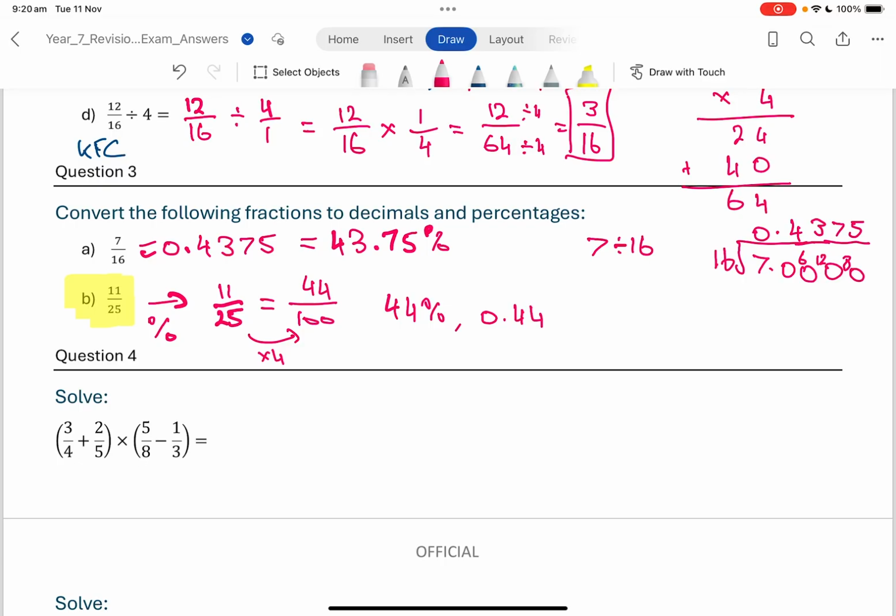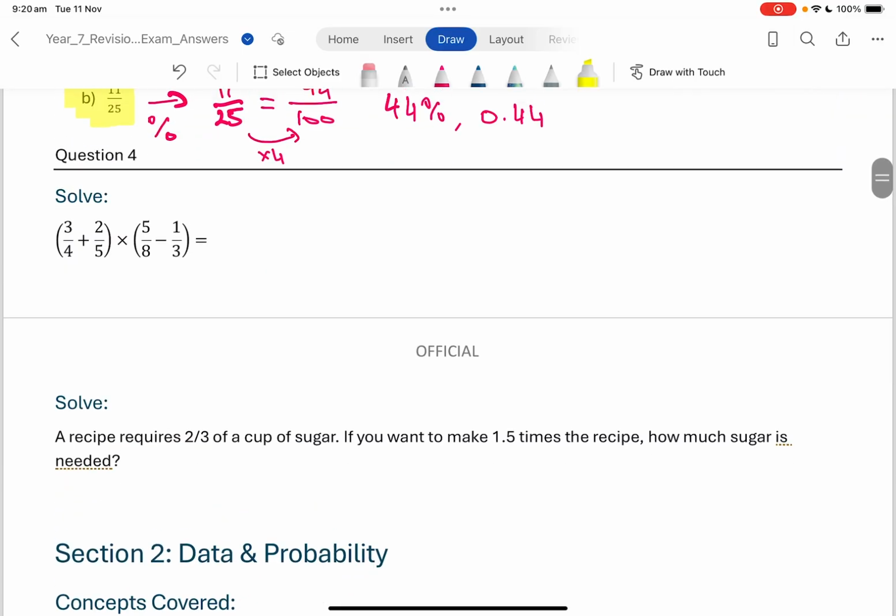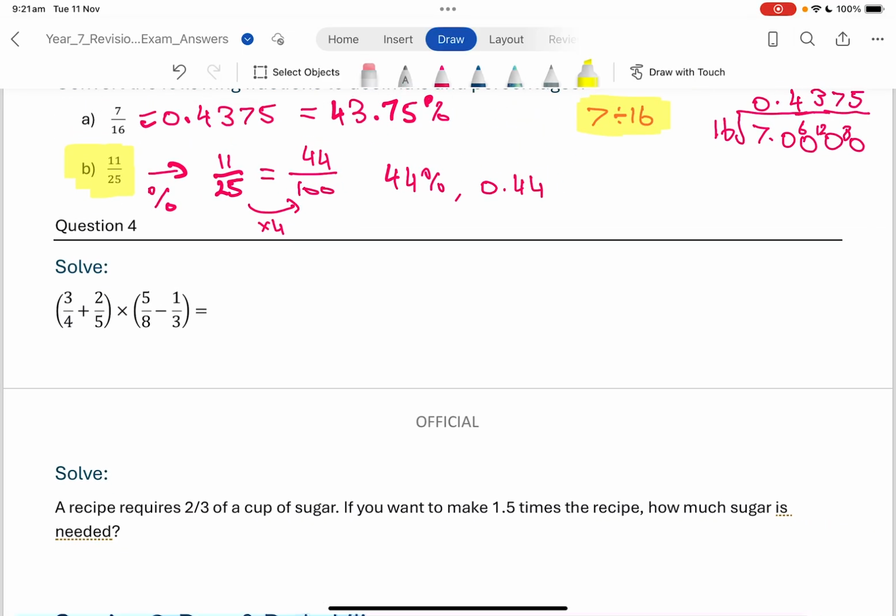And once again, if you want to check it on your calculator, all you would have to do is type in 7 divided by 16 to get your decimal, and then obviously multiply it by 100 to get your percent. All right, question 4. We have some adding, subtracting, and multiplying fractions. Hopefully we remember BIMDAS or BIDMAS or some variation of that we've learned in the past. And so we know that we need to do the brackets first, right? So we need to do what's inside the brackets first.